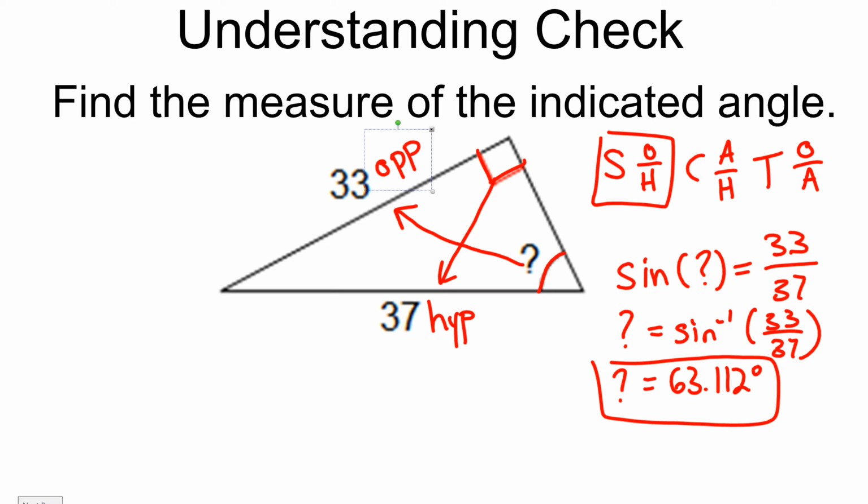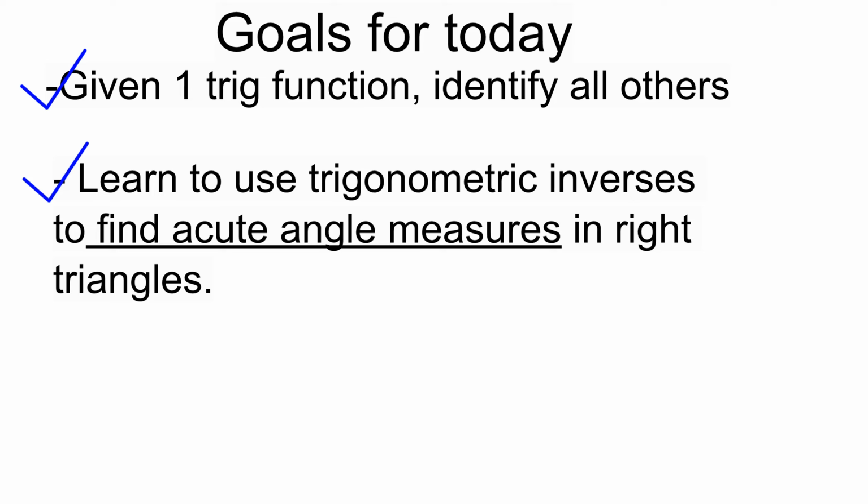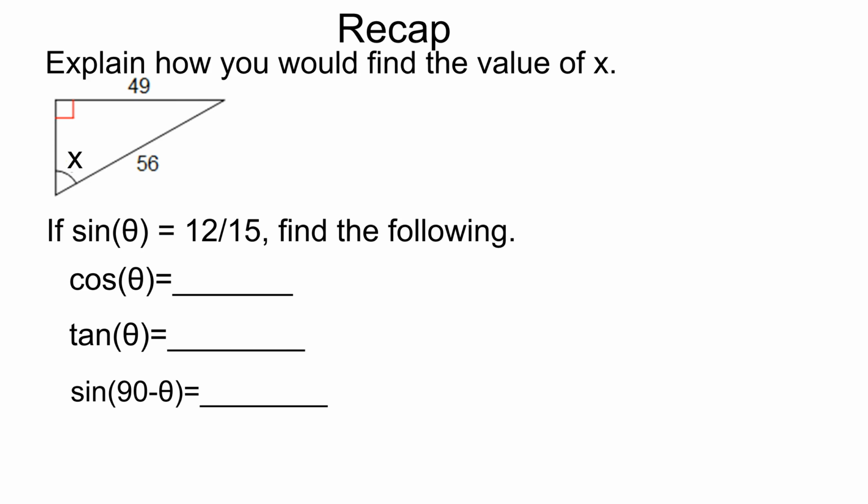All right, so quick recap here. The goals for today were, given one trig function, identify the others. We did that. Then we learned to use the trigonometric inverses to find acute angle measures. So remember that inverses find the acute angle measures in the right triangle. Those are the 2 things we did. So let's look at a quick recap problem. See if you guys can do those 2. What I want you to do is try those out in your notes. Just put them in your notes and see if you can get those 2 answers. Try them. Pause the video. Come back to look at the answers. Go ahead and pause now.